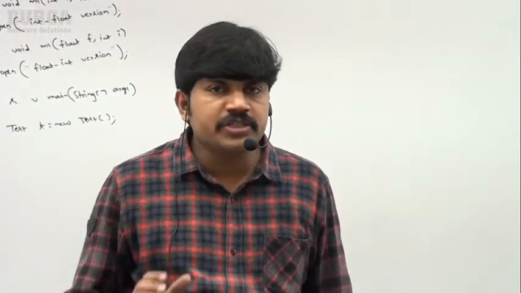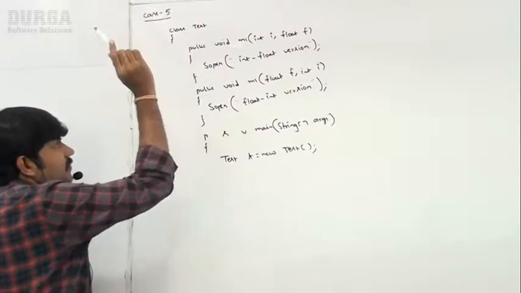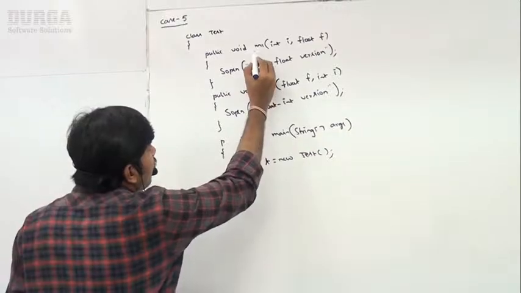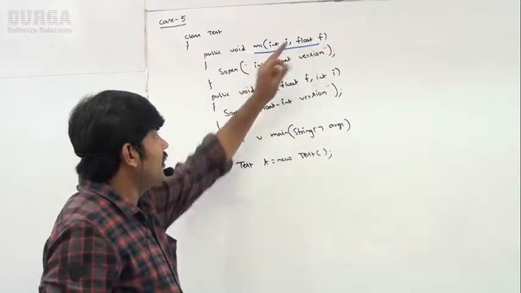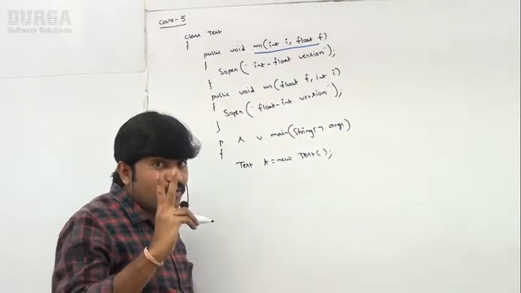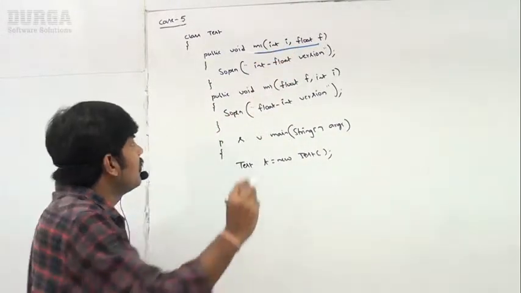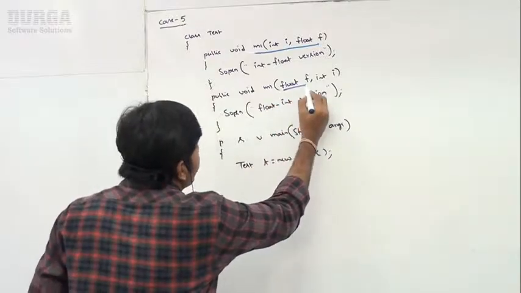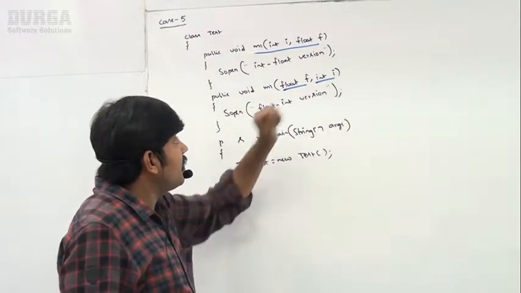Now the next case related to overloading. Observe a bit carefully. Here, class Test has public void M1(int i, float f). How many arguments are there? Two arguments. The first argument is int, the second is float. Then public void M1(float f, int i): a float argument, then an int argument.